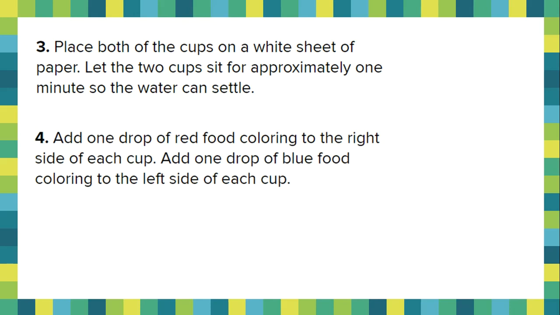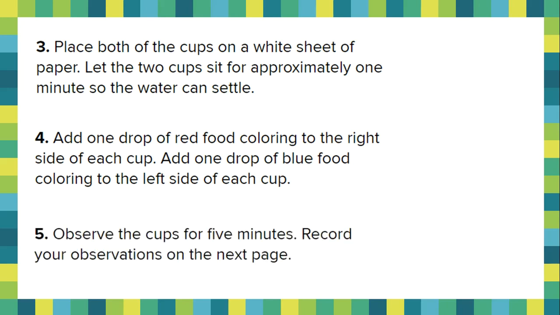At first, we're going to add 1 drop of red food coloring to the right side of each cup, alright? On the right side of each cup. And 1 drop of blue food coloring to the left side of each cup. So that means that in both cases, you are going to be trying both colors, right? So you're going to put 1 drop on the right from the red food coloring. Then you're going to put another drop on the same cup with the blue one. You're going to see how these two colors will react according to the temperature of the water. Then you're going to observe the cup for 5 minutes.